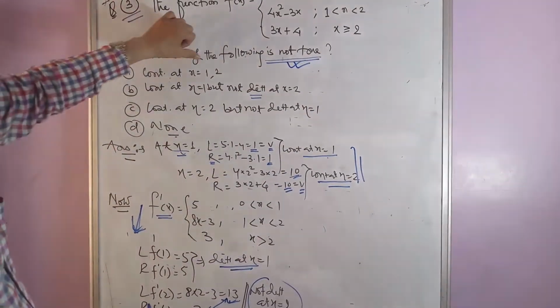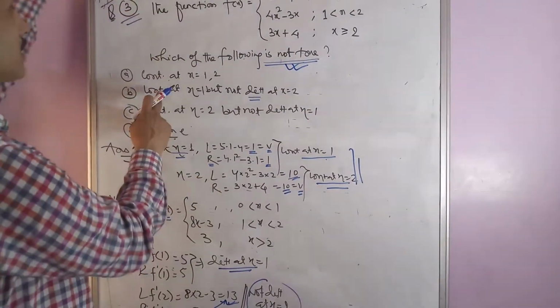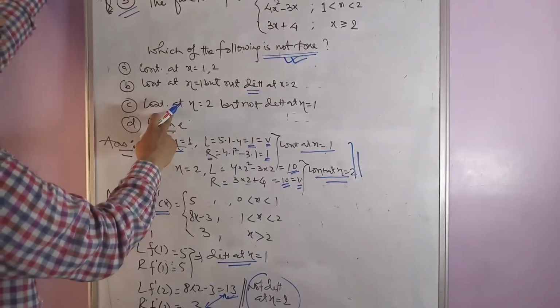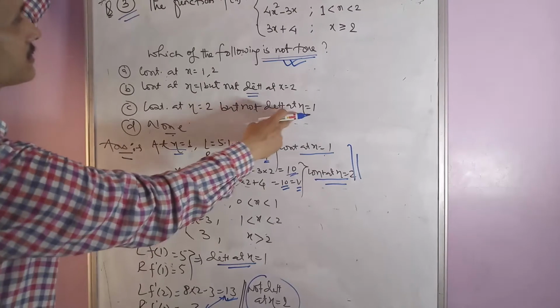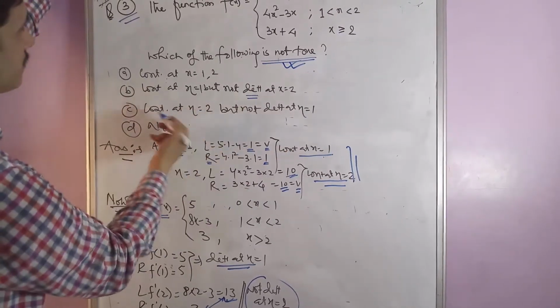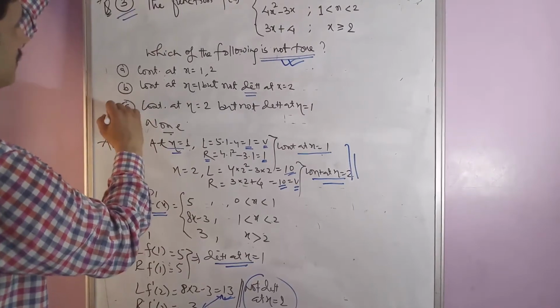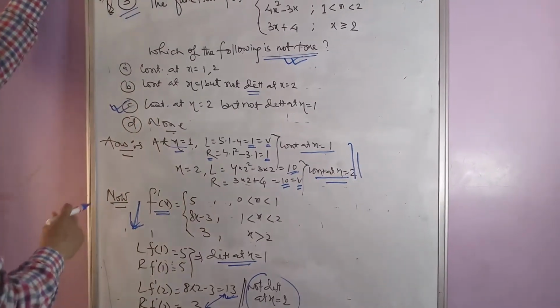Clearly continuous at 1 and 2, this is true. Continuous at 1 but not differentiable at 2, this is again true. Continuous at 2 but not differentiable at x equal to 1, this is false. This is false, so our right answer is option C.